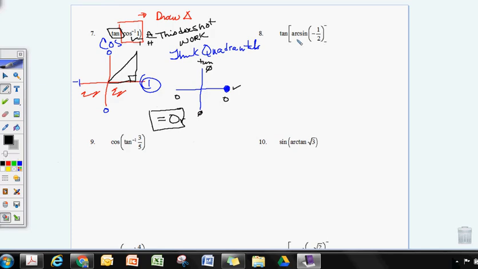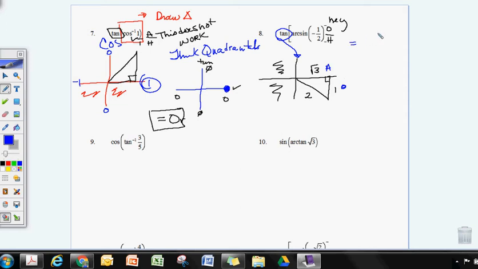So for the next one, it starts off with an arc sine on the inside. Arc sine can only be built in quadrants 1 or 4. It's negative, so I'm going to build it in quadrant 4. Got it built. Sine stands for opposite over hypotenuse. My opposite is 1, my hypotenuse is 2. The missing side would be root 3. Okay, so we've got that. So now I need to find the tangent of this triangle I drew. Tangent stands for opposite over adjacent. My answer is 1 over root 3.